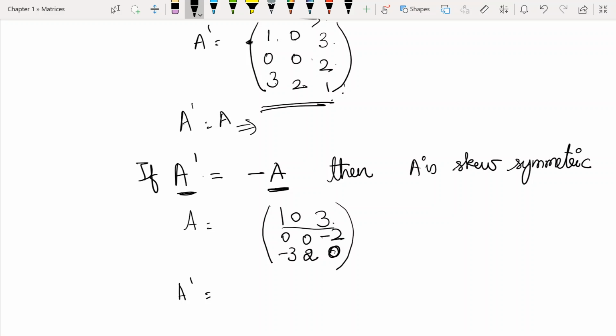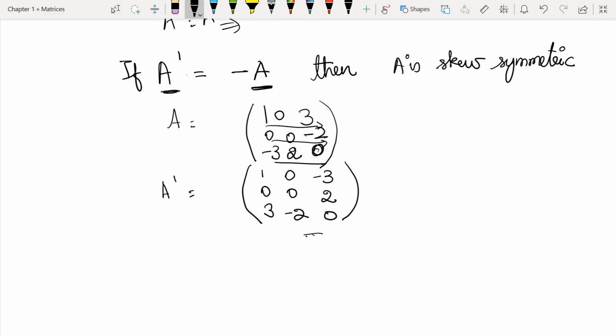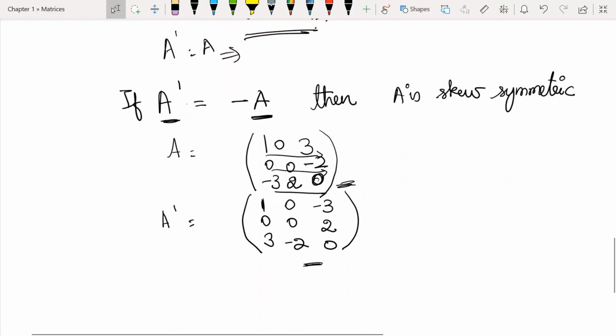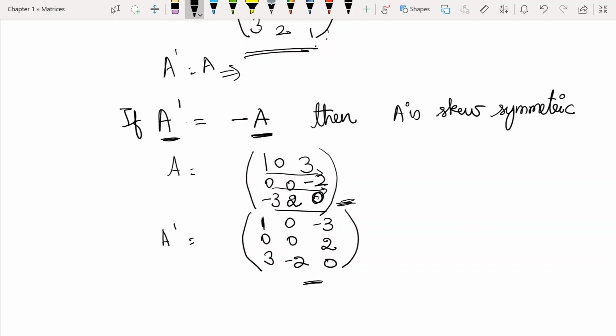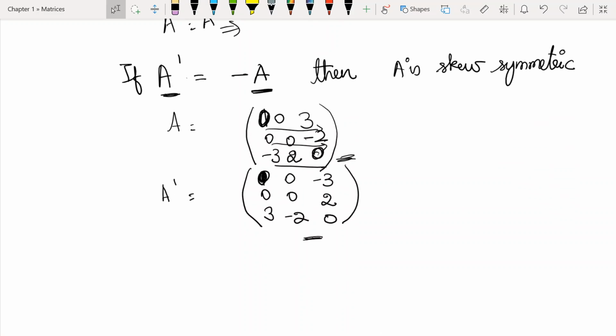Go row by row: go to the first row, convert it to a column, second row, convert it to a column, third row, convert it to a column. Now compare these two. Look at the first element. The first element is not 0, so why don't I make this a 0? Then this would also be 0. That will be better.